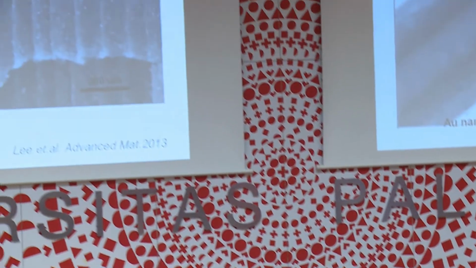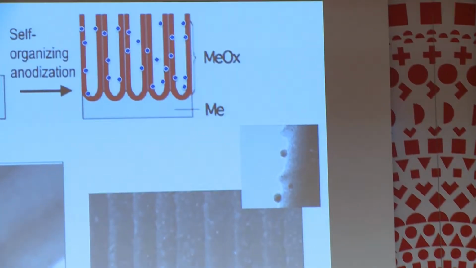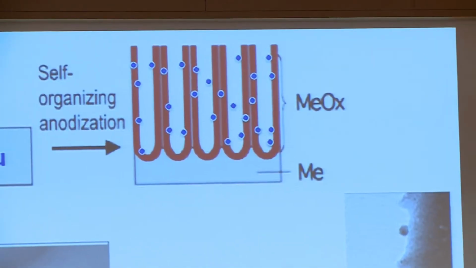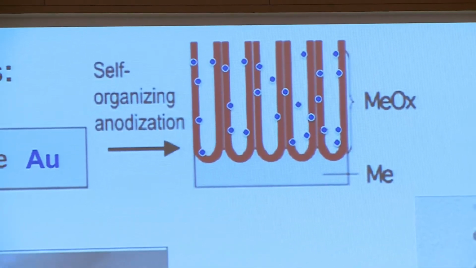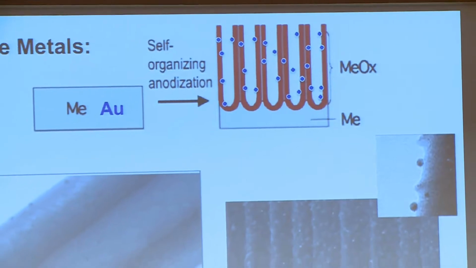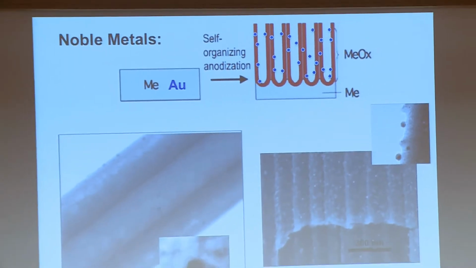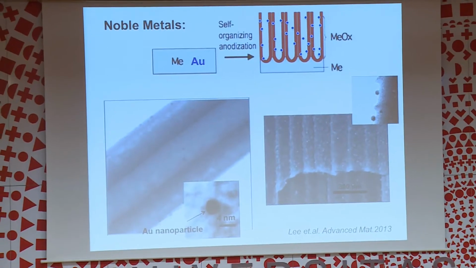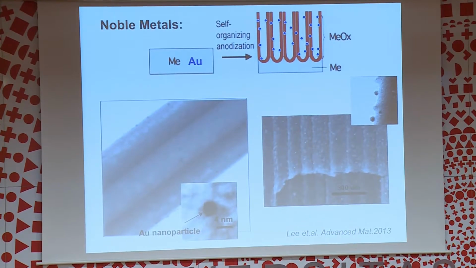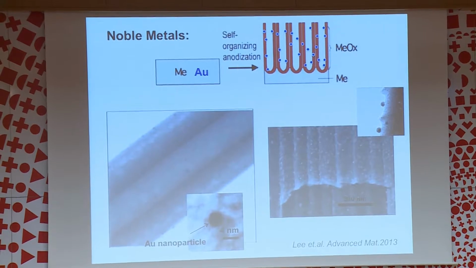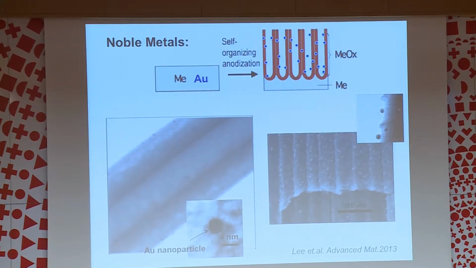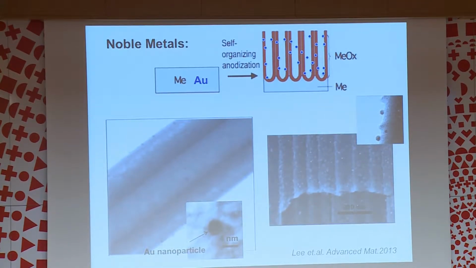In this case, we used a titanium gold alloy with only about 0.02% gold. After anodization, the tube layers are completely decorated with nanoparticles about 4 nanometers in diameter. They showed very high catalytic activity, and I'll show you later an example of how to use such titanium dioxide gold composites, if you want to call them that.